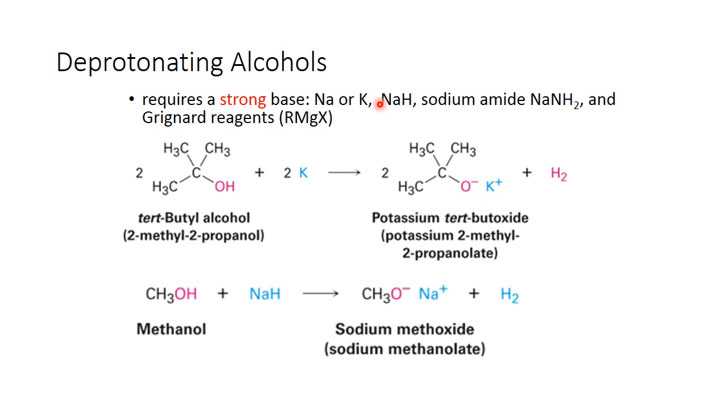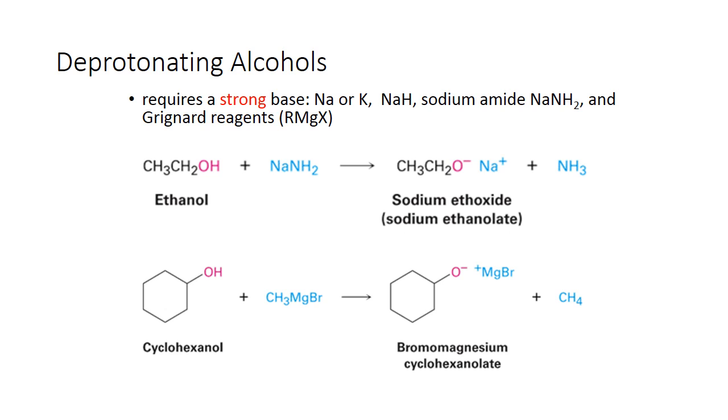Another way is to take sodium hydride and mix it with the alcohol. Again, hydrogen gas is evolved, and you make the alkoxide as the product. We can also use sodium amide. Right here is sodium amide. You mix that with an alcohol. This has a positive charge on the sodium and a negative charge on the amide anion. This grabs a proton from this, and it makes ammonia gas, which bubbles away, and then you have the alkoxide remaining behind.